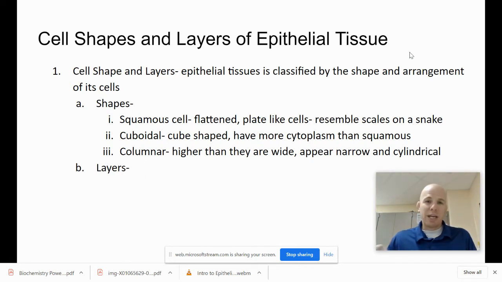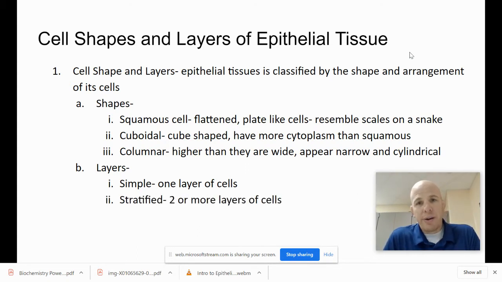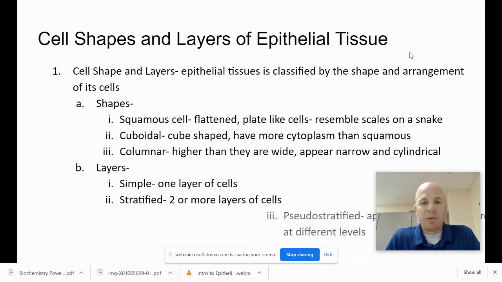Now we take these three types of cells and we layer them. Based on how they're layered, that'll give us the names of the tissue that we're looking at. First we have simple. If there's just one layer of cells, it's called simple. So for example, simple squamous would be one layer of squamous shaped cells. Stratified is going to be two or more layers. Again, stratified squamous is going to be multiple layers of flattened cells. And you're going to see this as we go through the types of epithelial tissue.